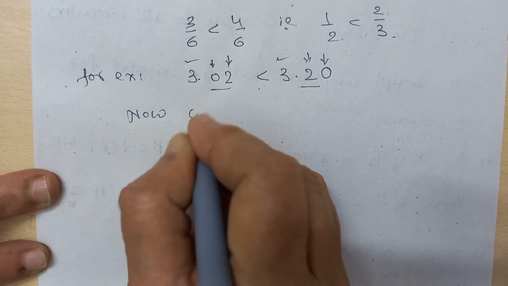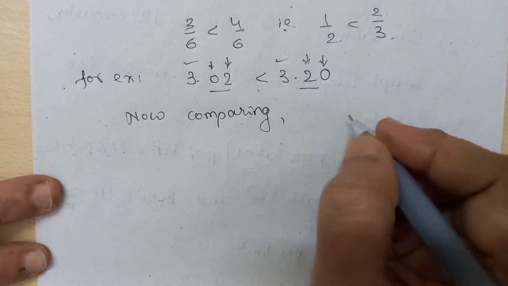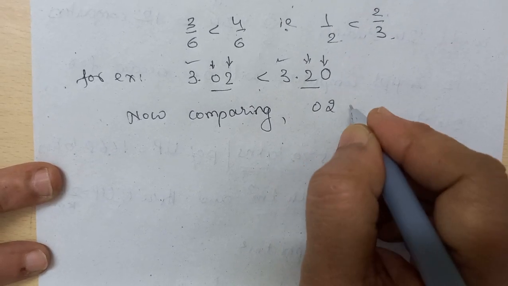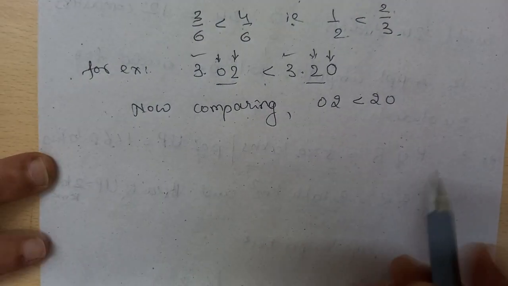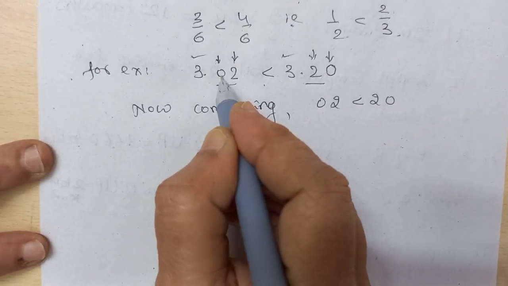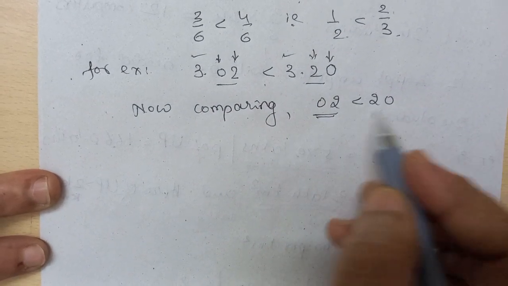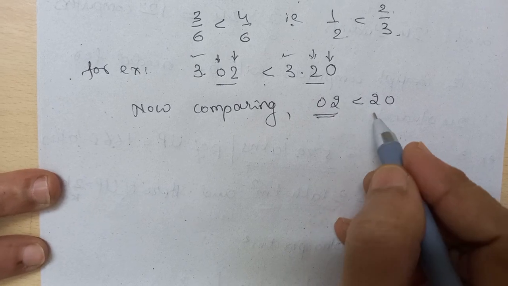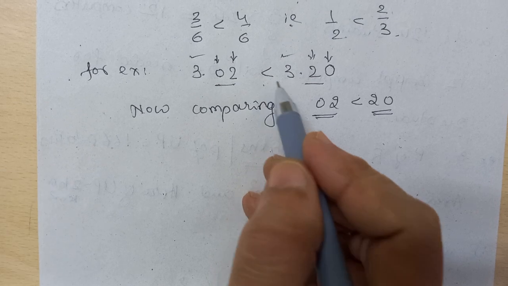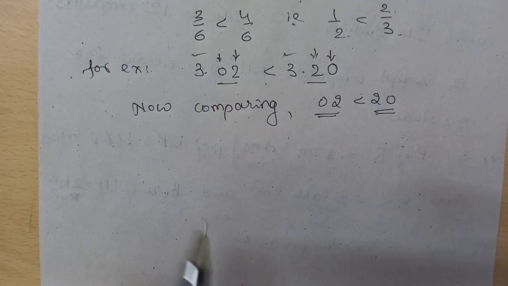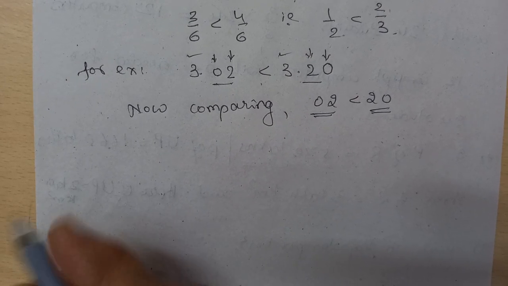Now comparing these two decimal numbers, we write 02 is less than 20. 02 means 2. Here 0 has the value of 1/10th place. But when you write without the decimal point, it is considered as only 2. 2 is less than 20. Therefore 3.02 is less than 3.20.